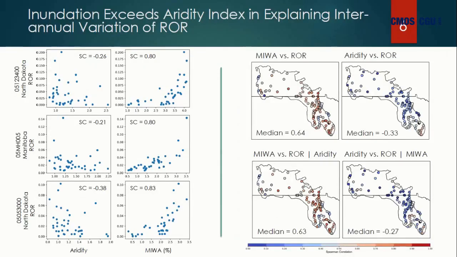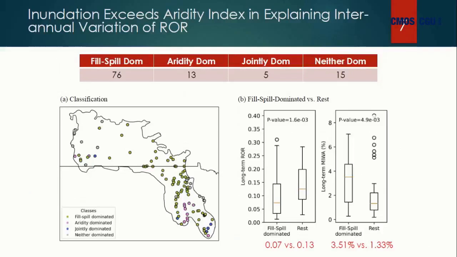To have a better visualization of all catchments' correlations, we generated the full correlation between inundation and runoff ratio, and also between aridity and runoff ratio, and also the partial correlation maps of inundation and runoff ratio while adjusting for the effect of aridity, and the partial correlation of aridity and runoff ratio. All together, this shows that inundation exceeds the aridity index in explaining interannual variation of runoff ratio in the prairie pothole region, at least in most of the catchments.